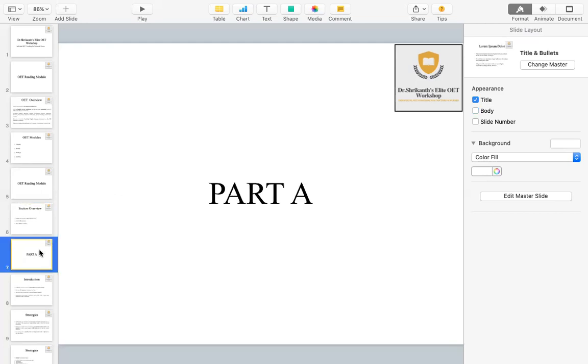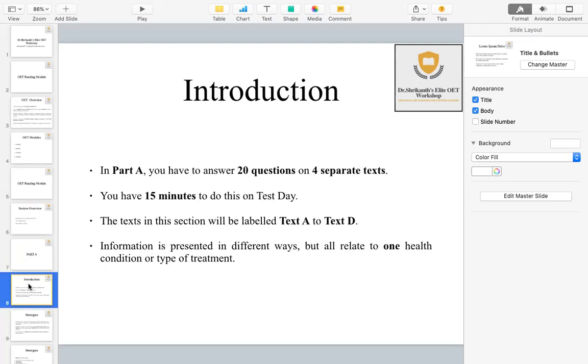Let's go to the very first part of the OET reading module, which is known as part A. Let's see what we can expect in part A of the OET. In part A, you have to answer 20 questions, and these questions come from four different texts, named text A, text B, text C, and text D. This is what you can expect on your question paper booklet of OET reading part A. You have 15 minutes to complete these 20 questions on your test day.